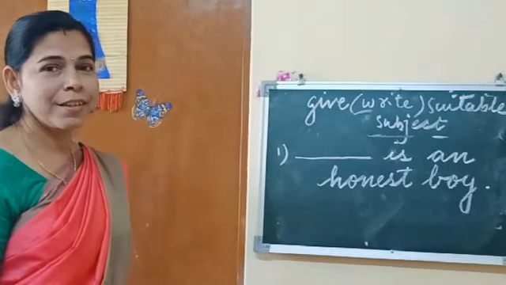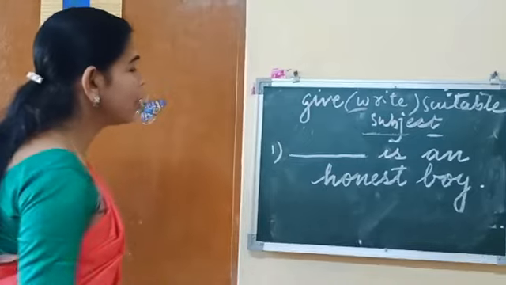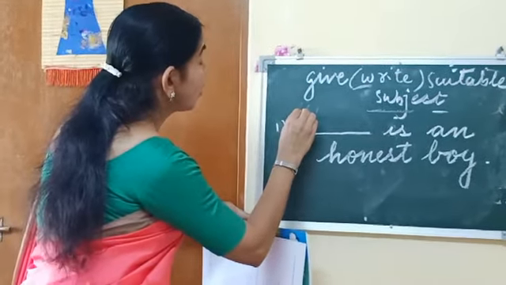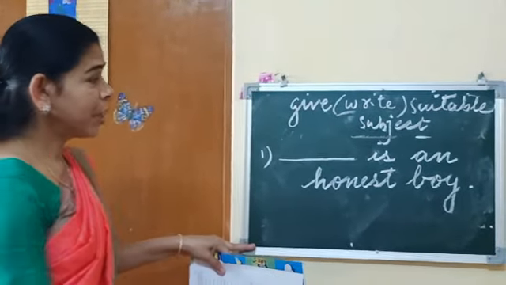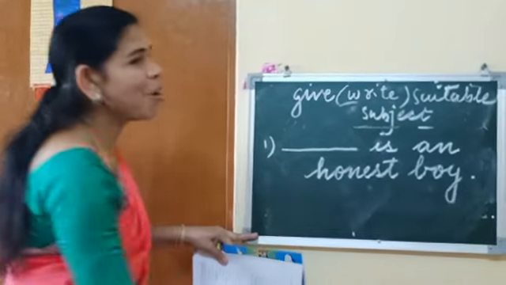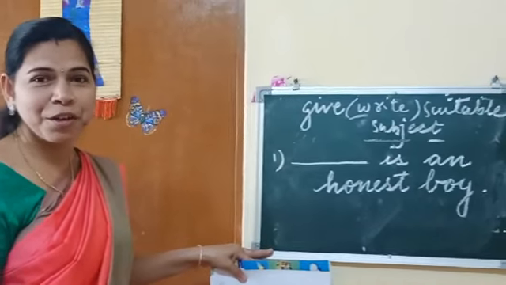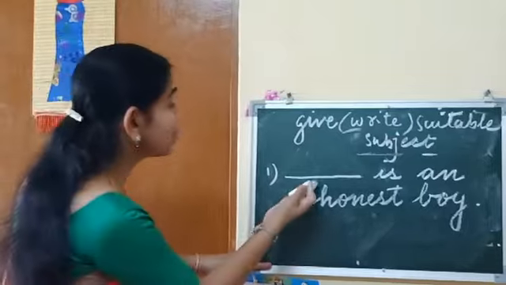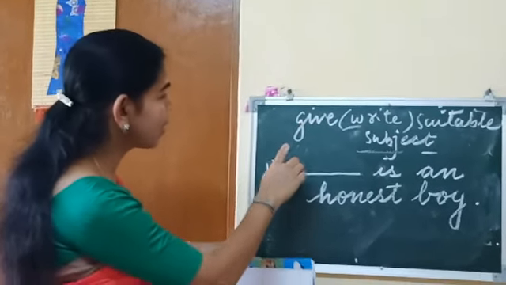You can write anything. But what will you be able to write here? Dash is an honest boy. You can write Rahul is an honest boy. Or we can write a girl's name, since it is given as boy. Ram is an honest boy. Lakshman is an honest boy. Alan is an honest boy. You can write any name here. Okay, so this is the exercise number B you have got in your textbook.